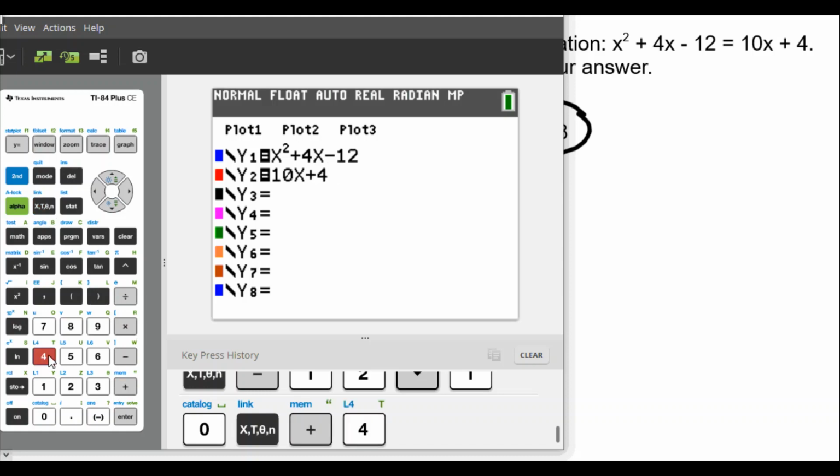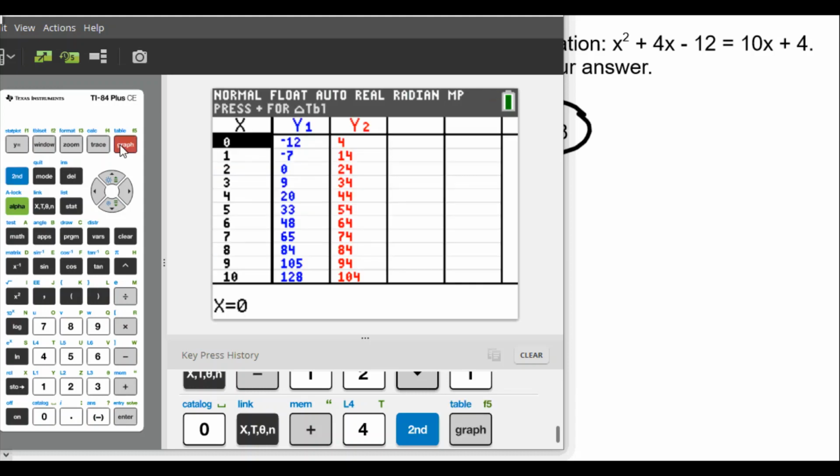Now we could graph this, but instead we're going to go to our table, second table. Now we have a ton of values, and we're looking for when the values for y2 and y1 are the same. Notice that we have 84 for both y1 and y2, and that's for 8. But there's another one, so maybe there's another way to do this.